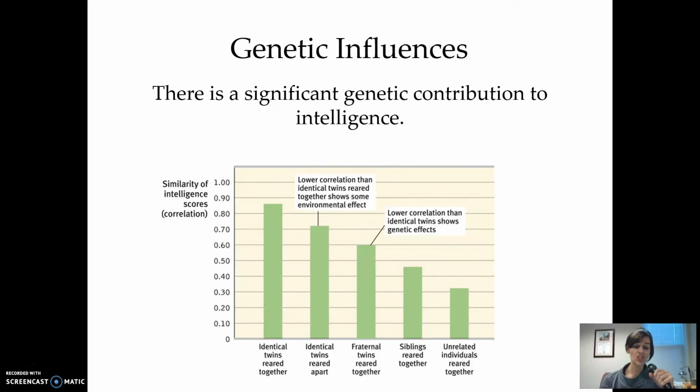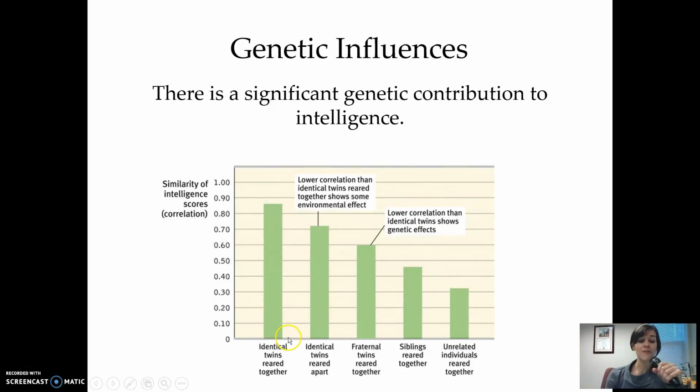Now, one of the first things that I will mention is that there is a significant genetic contribution to intelligence. One of the ways that we can actually look at this is by looking at different groups of twins. Identical twins who share 100% of the same genes versus fraternal twins or siblings that only share about 50% of their genes.